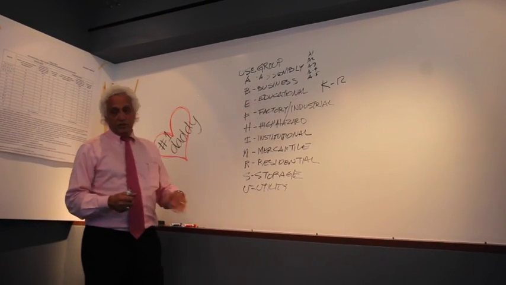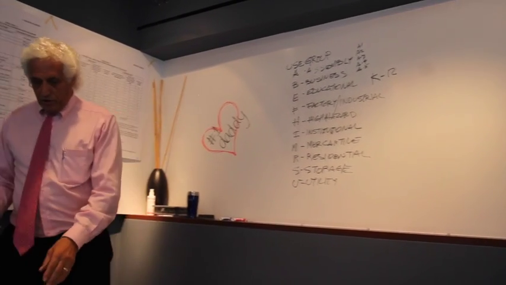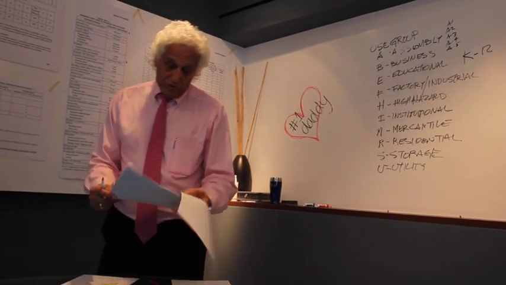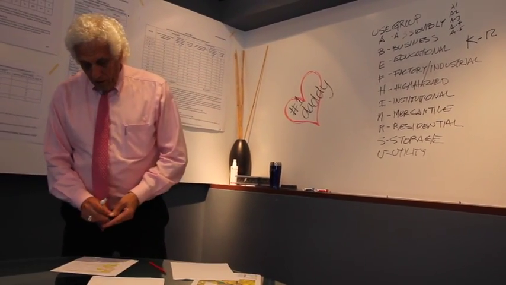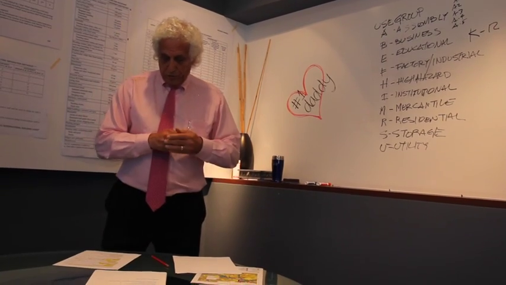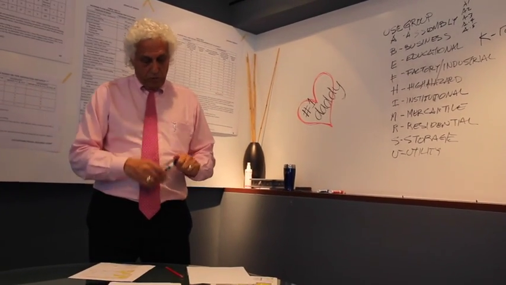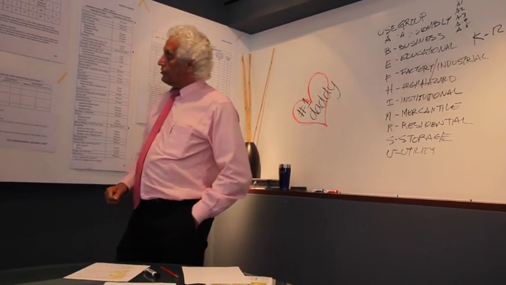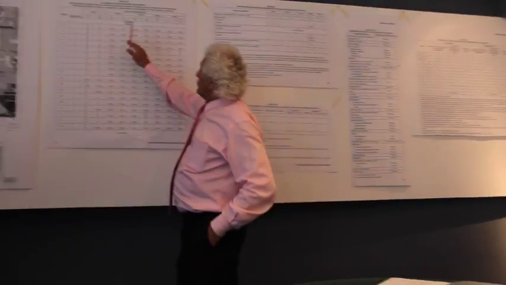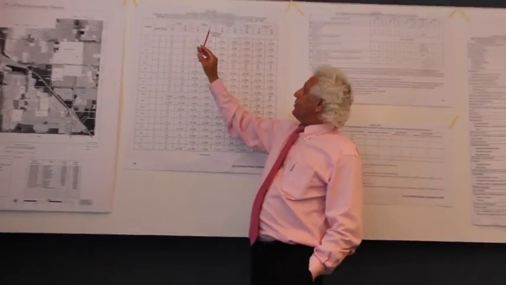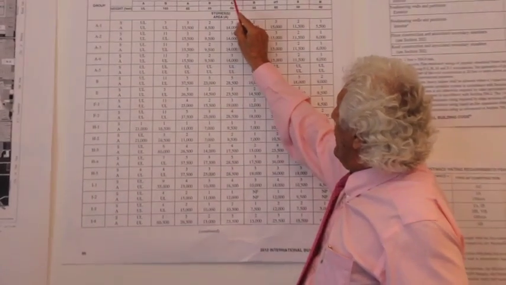So the first thing you need to do is establish what is the use of this building, or in some cases, uses of the building. And once you do that, then you need to take a look at what are the limitations on the structure. And then you get into what is referred to as Table 503, the allowable building heights and areas.